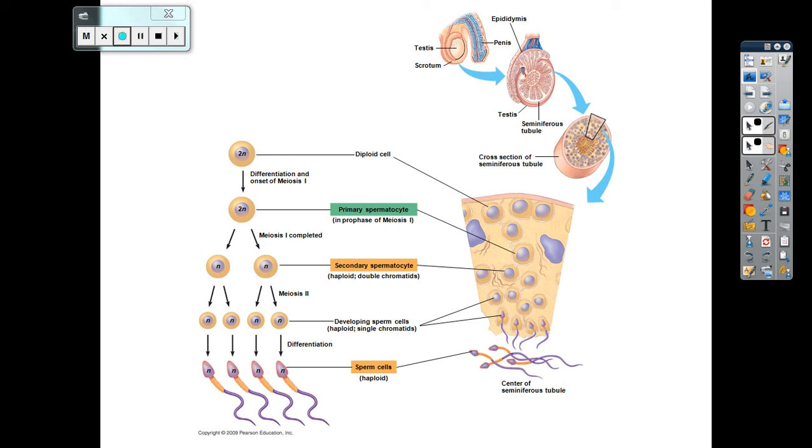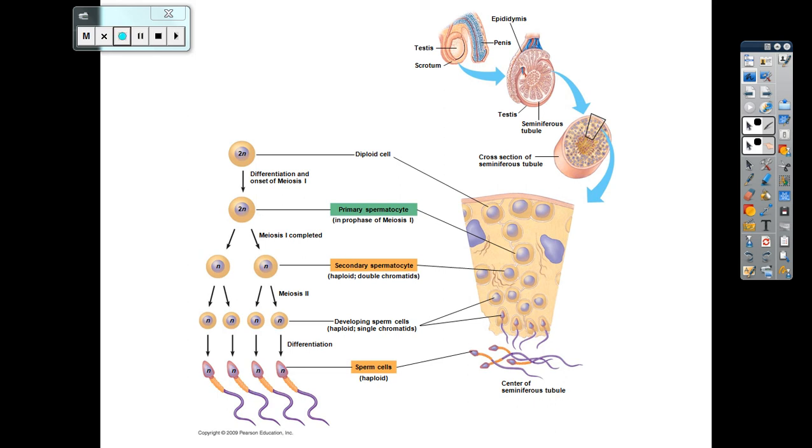Once a male reaches puberty and the hormones, testosterone, and all those are being released, within each testis there are these curled up seminiferous tubules, and each one of those is loaded with these precursor cells that are going to go through this process every day. Okay? One of these diploid cells in the seminiferous tubules is going to start the meiosis process. At the end of meiosis 1 it is called a primary spermatocyte.